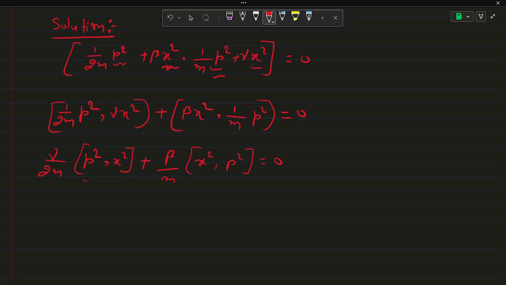So we can see these are two commutators, and multiplying by minus with a commutation will invert it, like x square p square will change to p square x square. So gamma by twice m, commutator of p square and x square, taking minus 1 outside, beta by m, commutator of p square and x square, is equal to 0.